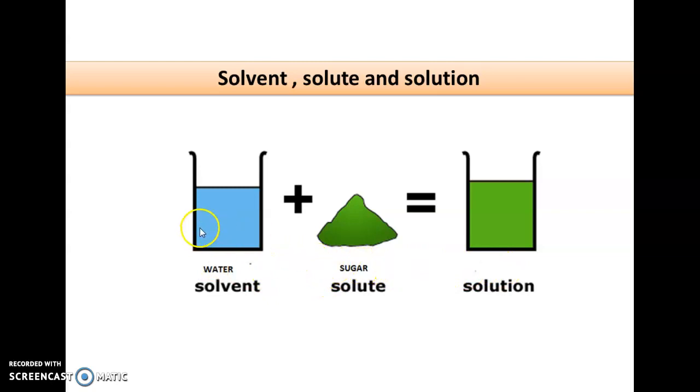We can say a simple solution basically consists of two substances that are evenly mixed. One of them is called solute and the other is called solvent. A solute is the substance to be dissolved, here sugar, and solvent is the one doing the dissolving, here water. Together it forms solution.